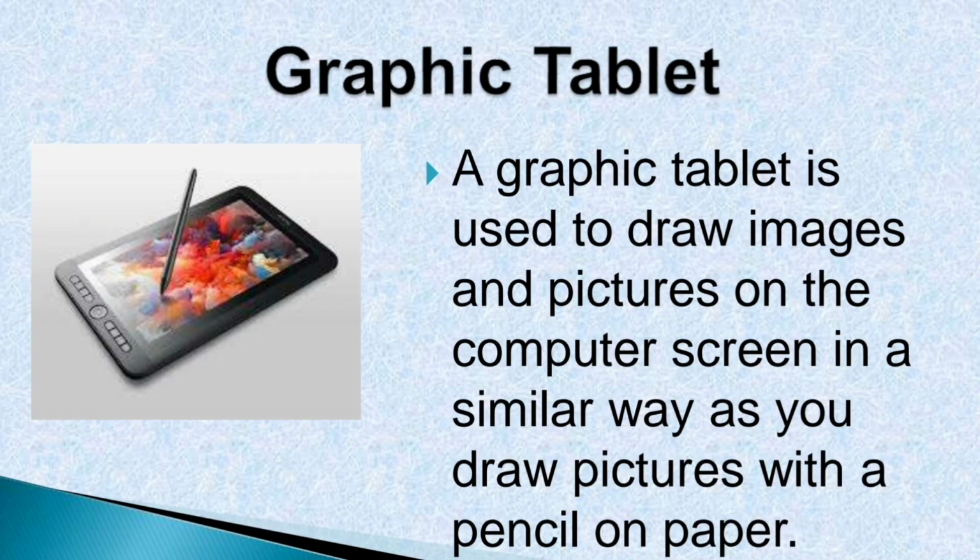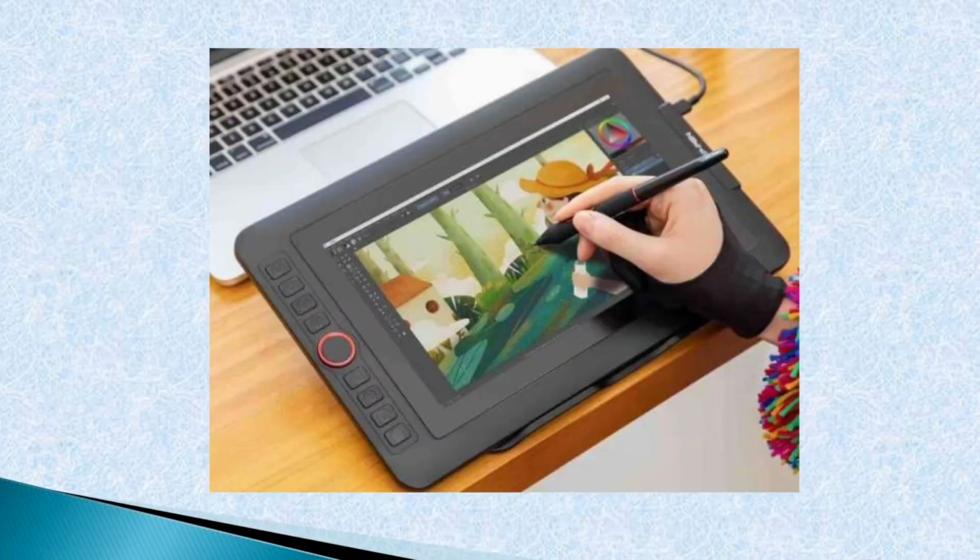Now next technology is graphic tablet. A graphic tablet is used to draw images and pictures on the computer screen in a similar way as you draw pictures with a pencil on paper. It means a graphic tablet consists of a flat surface on which a user can draw using a pen-like drawing device called stylus. A great use of graphic tablet is capturing the handwritten signatures of people.